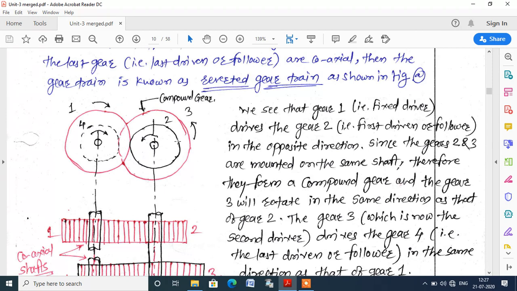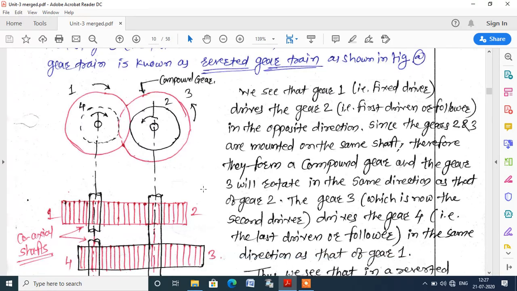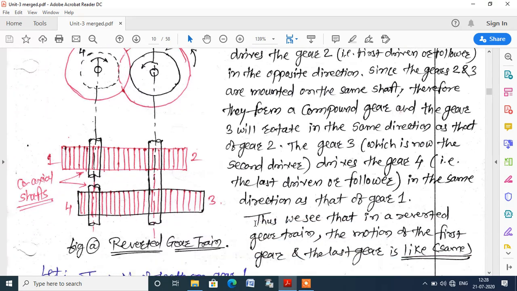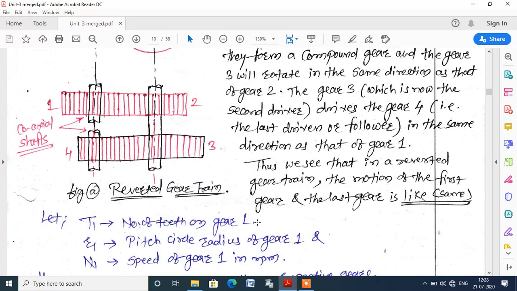So gear 1 drives gear 2 in the opposite direction, and since gear 2 and 3 are mounted on the same shaft, they form a compound gear train, and gear 3 will rotate in the same direction as that of gear 2. Gear 3, which is now the second driver, drives gear 4 in the same direction as that of gear 1. Here in a reverted gear train, the direction of the input shaft and output shaft you will find the same. Thus we say that in a reverted gear train the motion of the first gear and last gear is the same. This is the advantage of a reverted gear train.